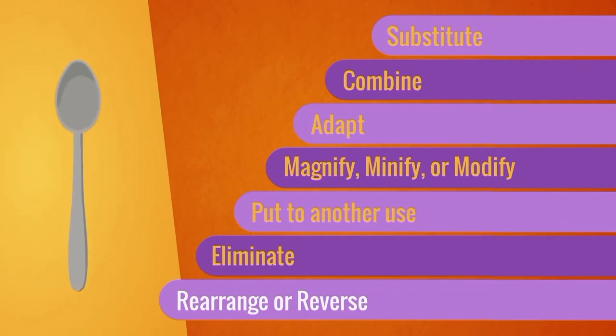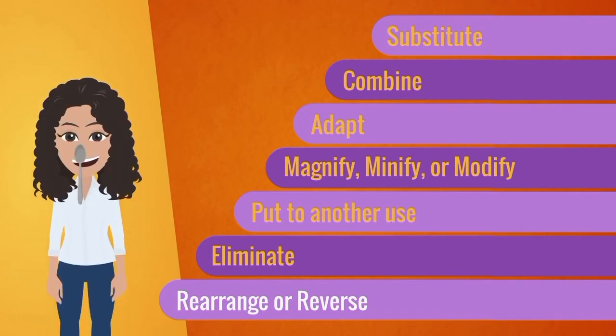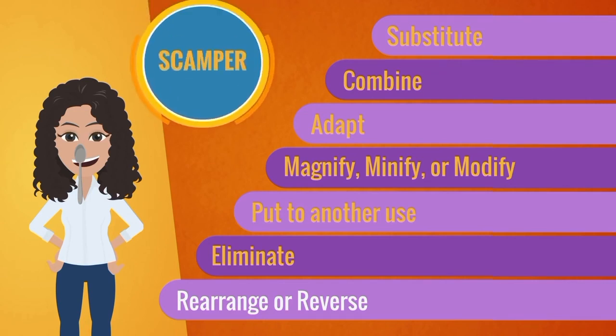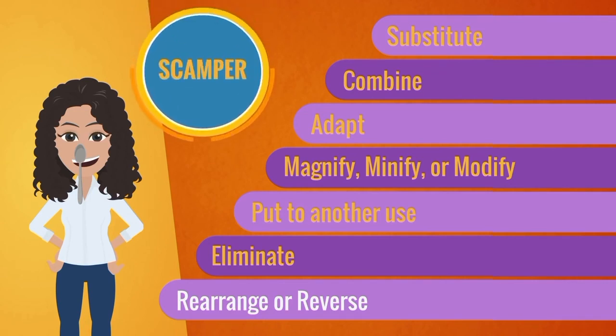Rearrange or reverse. How could you use a spoon from a different perspective? Such as upside down. You could make a game out of it. When you are solving a problem or inventing something new, brainstorming ideas, or thinking creatively, don't forget to use Scamper thinking. It makes your brain more creative.